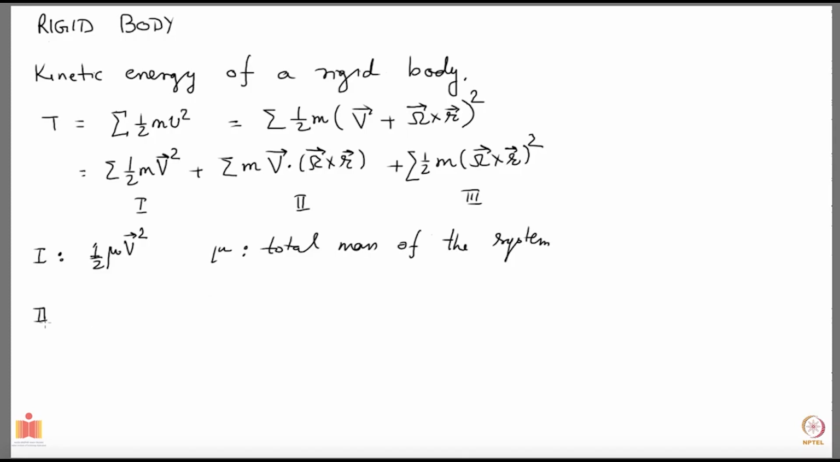Then look at the second term. Now here you have capital V and capital omega, which can come out of the summation because they are independent of which point you are talking about in the rigid body. But r is the coordinate of the points and the summation runs over it, so that one I cannot take out. The form in which it is written right now, I cannot pull it out. So what I'll do is I'll play around a bit with these dot and cross products and try to see if I can do something. Okay, so that's the goal.